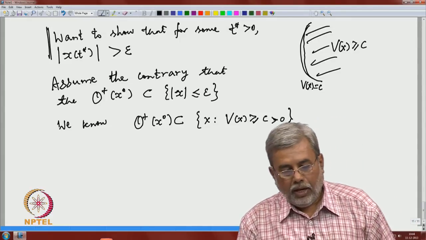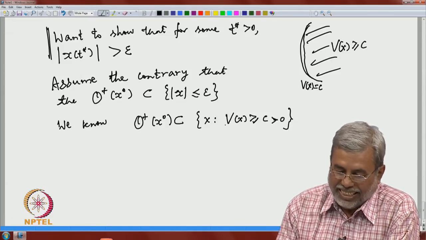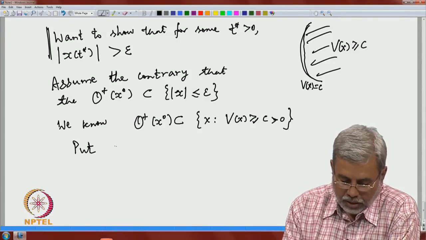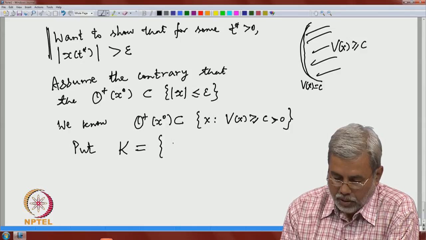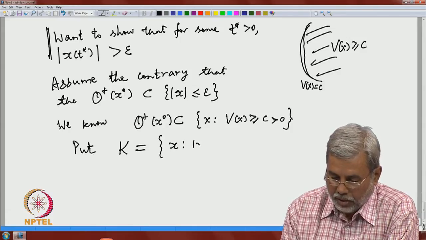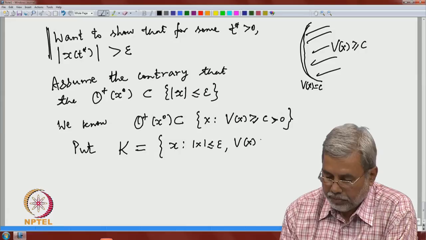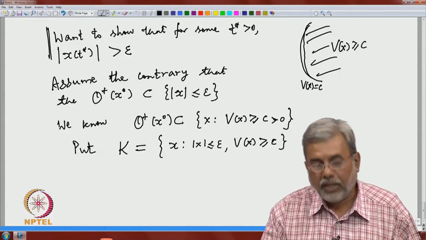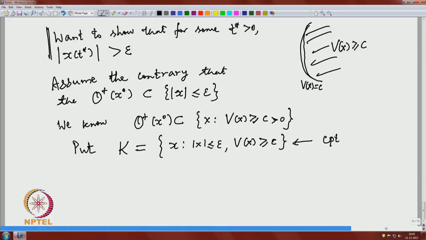Okay. And now we are assuming that the orbit is also contained in this ball. So, it is in the intersection. Okay. So, let me put some name for that. So, put K equal to the set of all x such that mod x is less than or equal to epsilon and at the same time I want V of x bigger than or equal to c. Okay. So, by using continuity of V and the compactness of the epsilon ball, you see that this is compact.